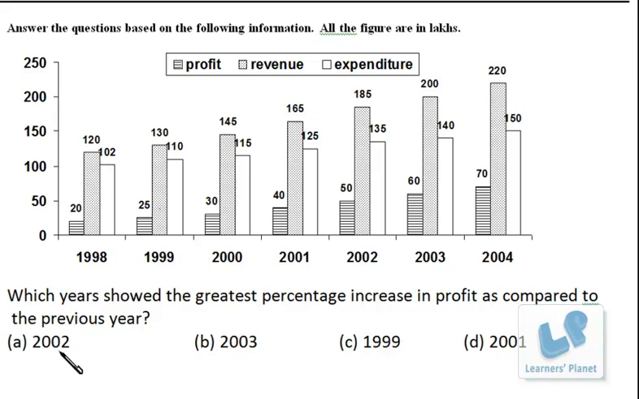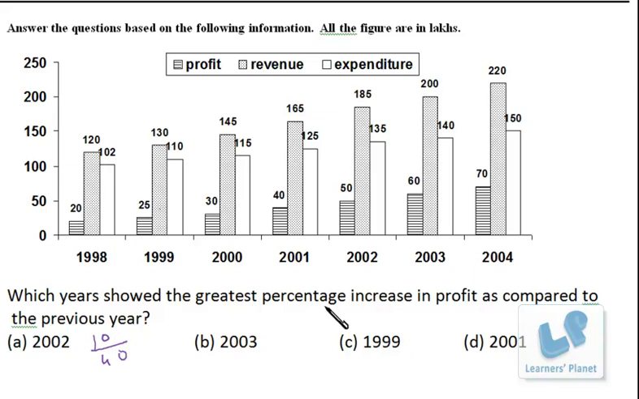So 2002, if we see, what is the profit? This profit bar is the first one. So in 2001 the profit was 40, in 2002 the profit is 50, right? So what is the increase? That is 10, right? And increase is always taken on the base, right? So the base is 2001 only, not 2002, because we are taking the increment from 2001, right? So 10 is increasing from 40.